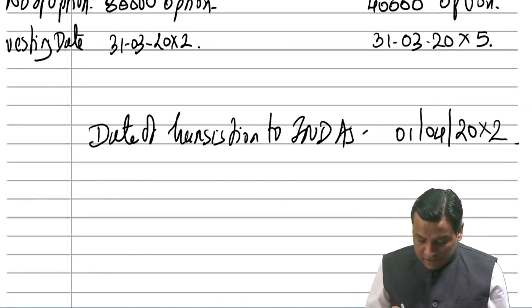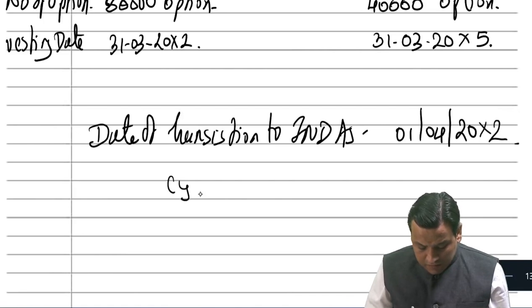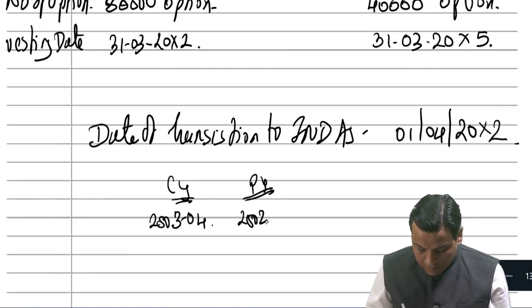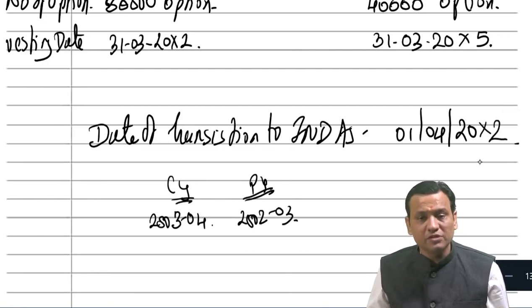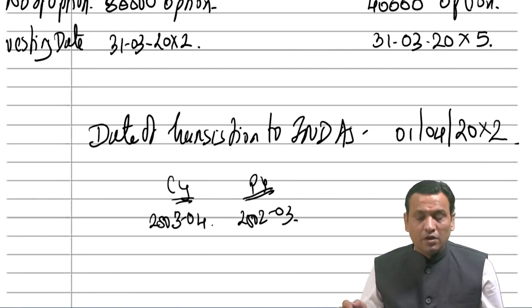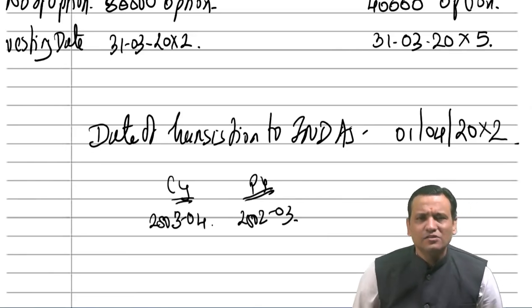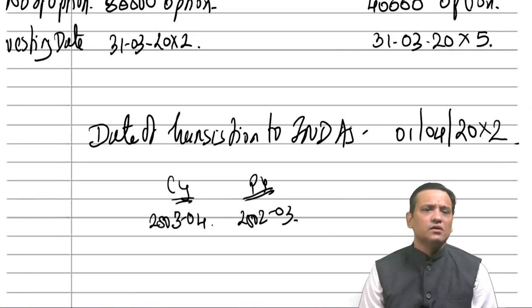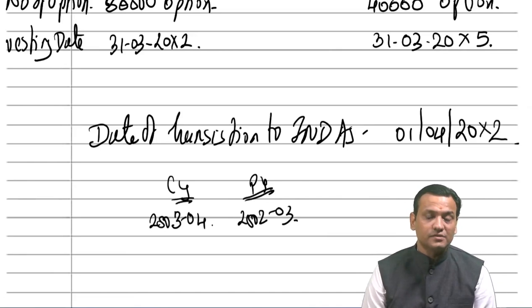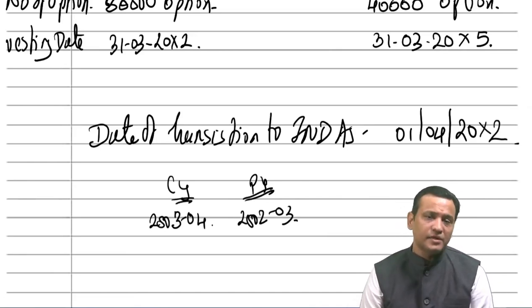So obviously, friends, my current year is 3/4. It's 2/3 and my opening balance sheet will be on 1st April 2002. Now friends, I would like you to just remember that we had done something known as transition adjustments under Ind AS 102. Now what are those transition adjustments?